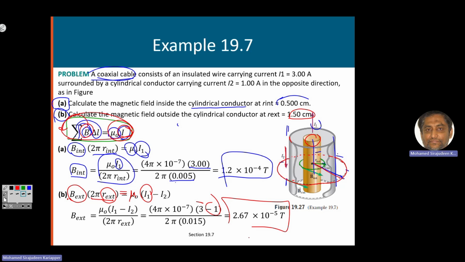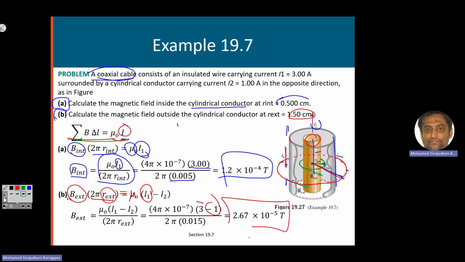Let me repeat, okay? Right, this is Ampere's law. I has to be substituted with the correct sign. How do you know the sign? I'm coming to that part. This should include all the currents in that circuital path.